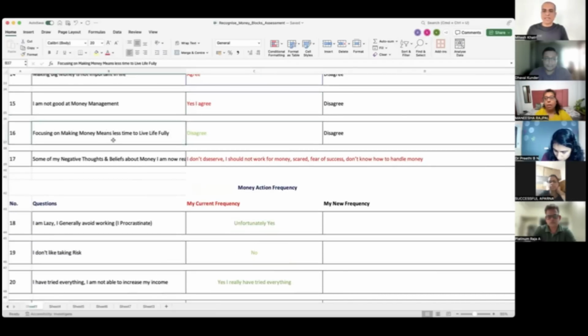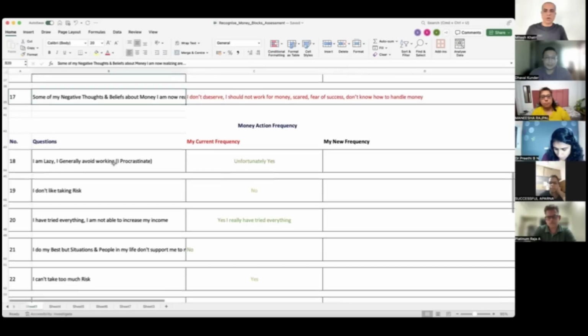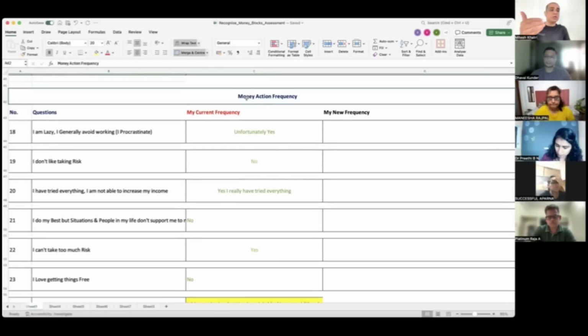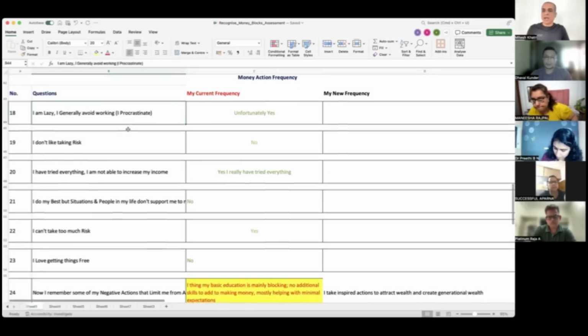Focusing on making money means less time to live life fully. I agree. We've already written down your money thoughts and beliefs. Now, your action frequency, the way you act towards money. I am lazy.